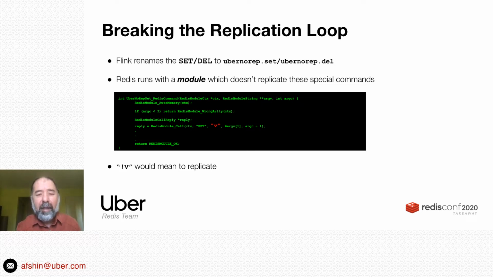Here I have an excerpt of the module code for uber norep set, which as you can see is really simple. The trick here is in the V string, which is missing the bang character. Omitting the bang character means this set command wouldn't be sent to the local tailor, and therefore we wouldn't have a replication loop.